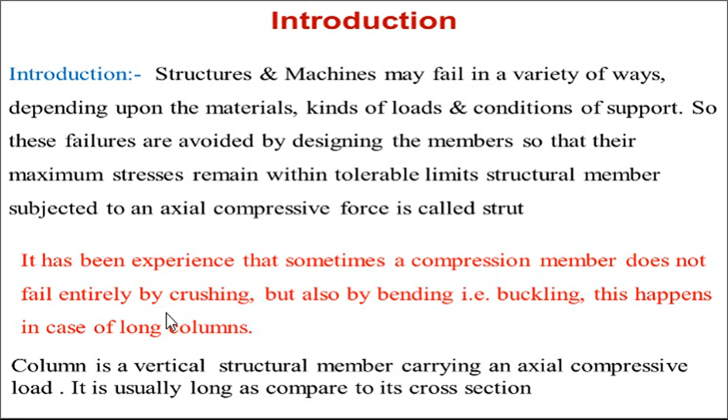And one important thing: a compression member does not fail 100% by crushing, but it also fails by buckling or bending. A column is a vertical structural member, as you know, meaning the orientation of that column is vertical, and it carries axial compressive load. So always remember that columns or struts carry axial compressive loads, and a column is usually long compared to its cross section. Means compared to the lateral dimensions, the length in the longitudinal direction is long.